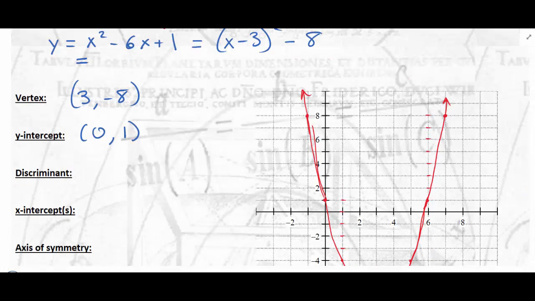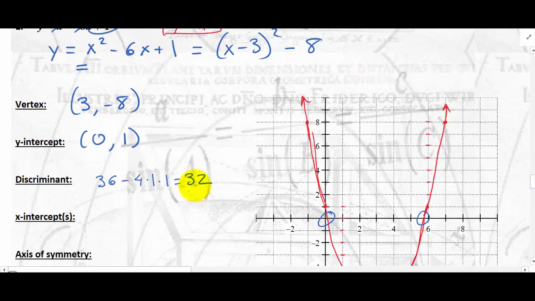Discriminant of this parabola, b squared minus 4ac, so 36 minus 4 times 1 times 1, so it is 32. That's my discriminant. It's positive, so I will have 2 x-intercepts. How do you find the x-intercepts? I'm not going to use the quadratic formula. I'm just going to pick them up from here.